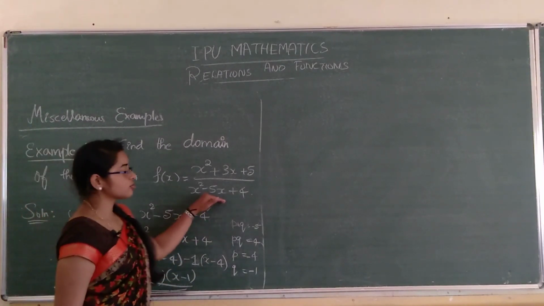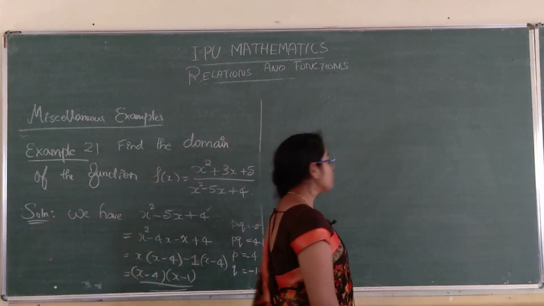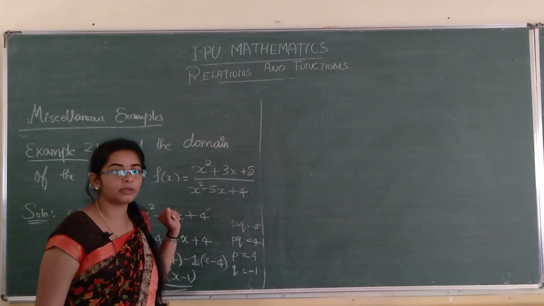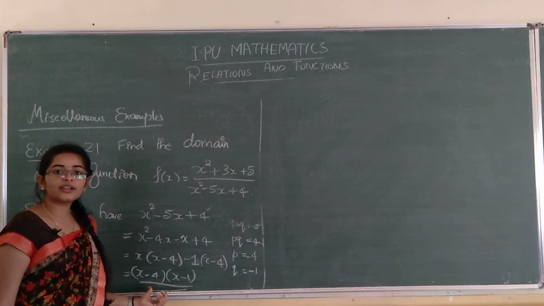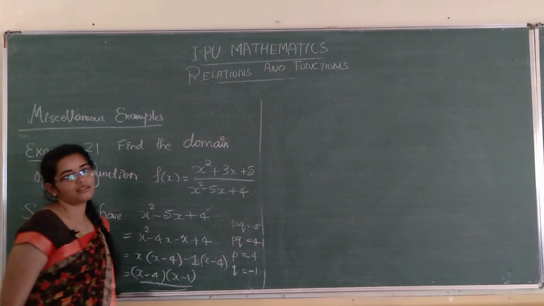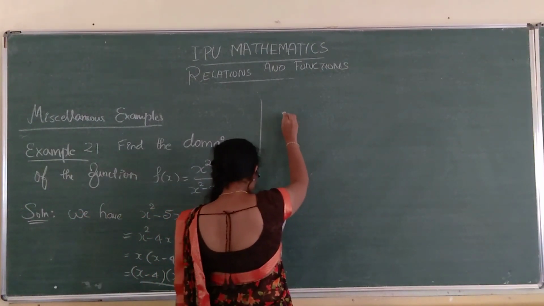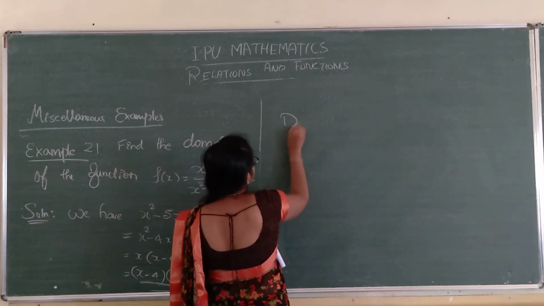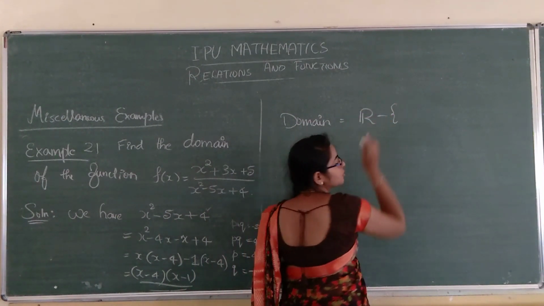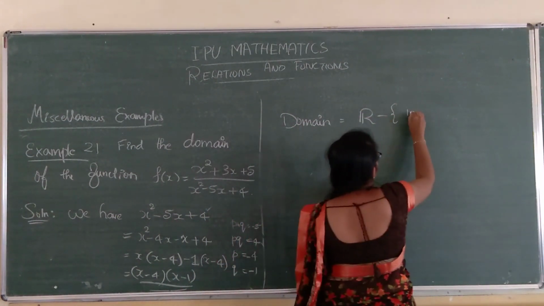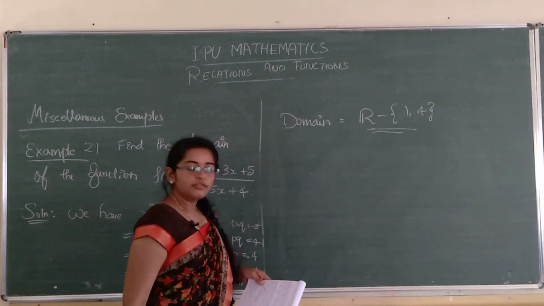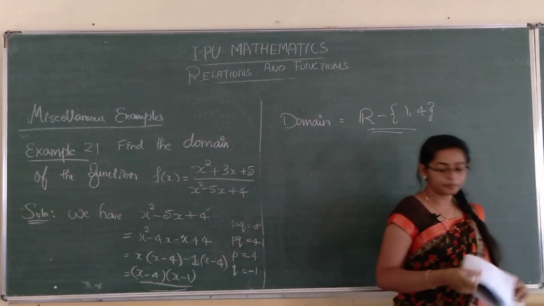So, this is a factorization of the denominator, x square minus 5x plus 4. So, the denominator should not be equal to 0. That is how the domain should be. So, this must not be equal to 0. What does that imply? x should not be equal to 4 and x should not be equal to 1. So, the domain of the function is equal to R minus those two integers, 1 and 4. This is about the domain of the function. I hope this is clear.